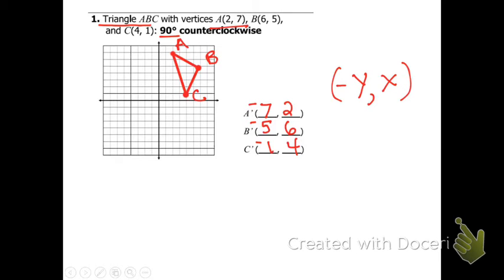So now A prime, I'm going to switch colors. Ooh, fancy. So A prime is now negative 7, 2. Okay, B prime is negative 5, 6. And C prime is negative 1, 4. And connect the dots.